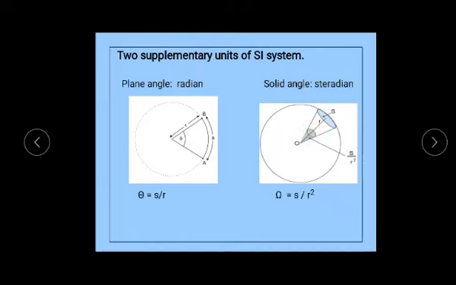So SI unit of solid angle is steradian. How to calculate this solid angle? Usually we denote it by the letter omega. This is omega. Omega is equal to S divided by R square. This is formula to calculate solid angle. And this is for plane angle. SI unit of plane angle is radian. SI unit of solid angle is steradian.